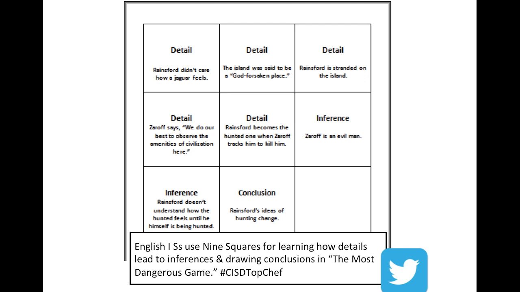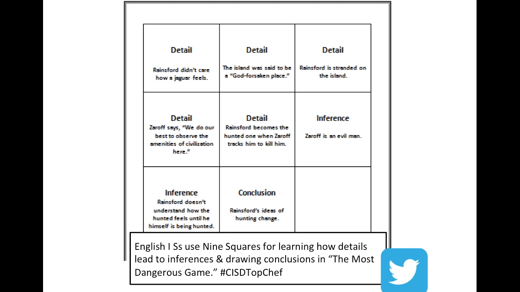So you see that I have already typed a sample in here from a literature story. And so before I print this, I would go back in and delete detail, inference, and conclusion because we want the students to actually decide for themselves which ones of those are details or inferences or conclusions. So I would do that before I would print it out, and then once I print that out, I will then cut the cards apart so that the students have 9 individual squares to manipulate on the desk as they move them around to justify their thinking about the literature.